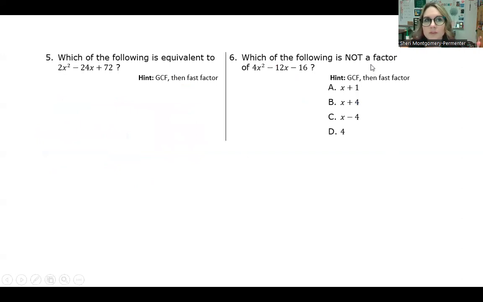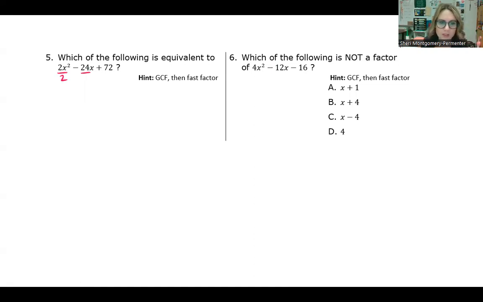Moving on to question number 5. It says, which of the following is equivalent? Because I forgot to change that question, we're just going to factor. So anytime that leading coefficient is not 1, we're going to check for a GCF. This is a 2, so we're going to see, does everything divide by 2? Yep. Same thing over here. The leading coefficient is not 1. Is everything divisible by 4? Yep. So both of these, we've got to divide first.